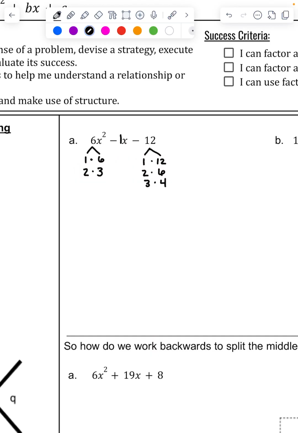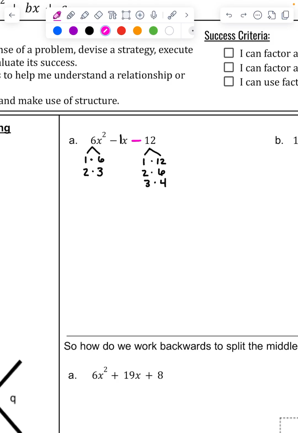Now, I do need to specify that since this has a negative on it, one of these terms has to be negative. So either 1 is going to be negative, or 12 is going to be negative, or 2 is going to be negative, or 6 is going to be negative, right? Here we go. We're going to list through, and can we figure out a combination? I know that 1 times 1 will make 1. 6 times 12 will make, what, 72? Those can't add to make -1.